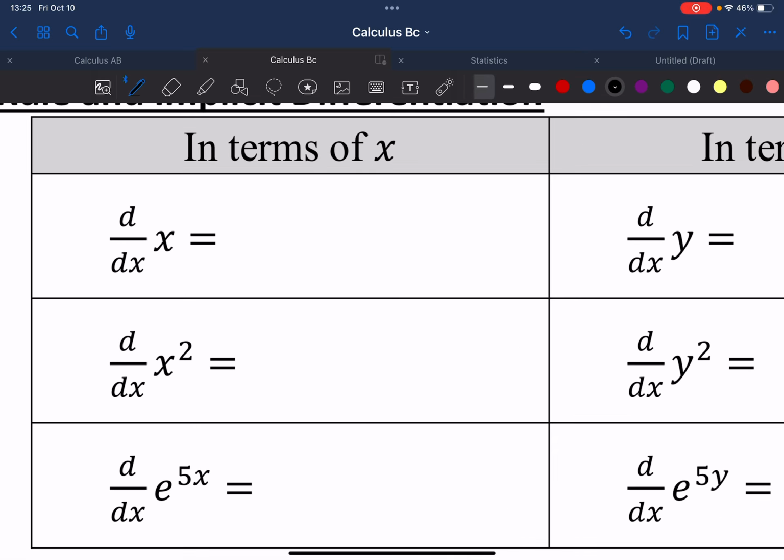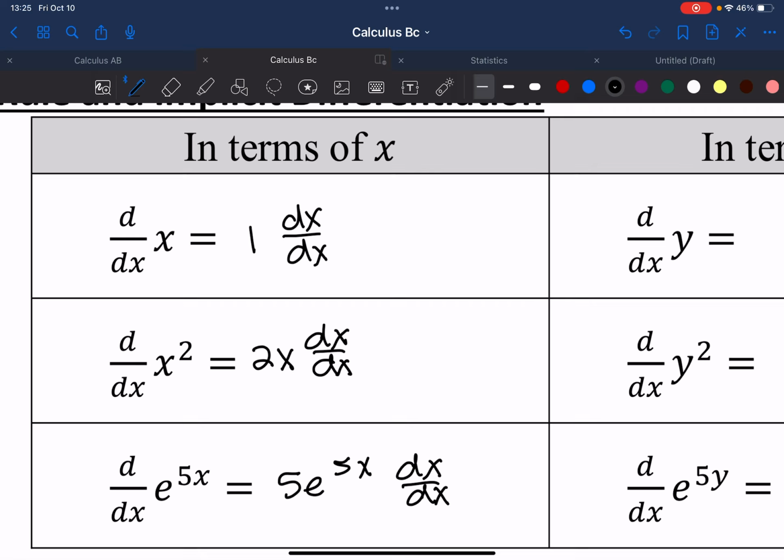So remember, d/dx is another way of saying taking the derivative. So the derivative of x is 1 dx/dx. Instead of just writing the derivative, we're going to write dx/dx. The next one would be the derivative of x squared, which is 2x dx/dx. And then the next one would be 5e to the 5x dx/dx.